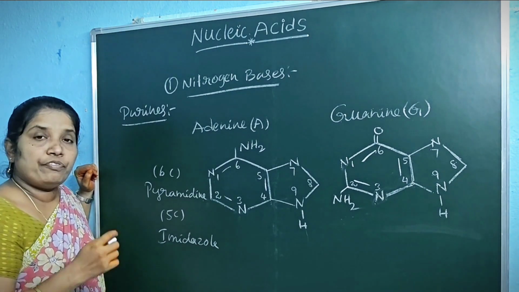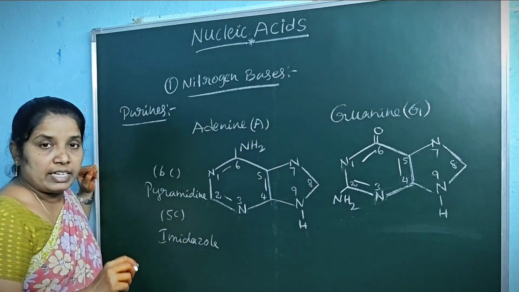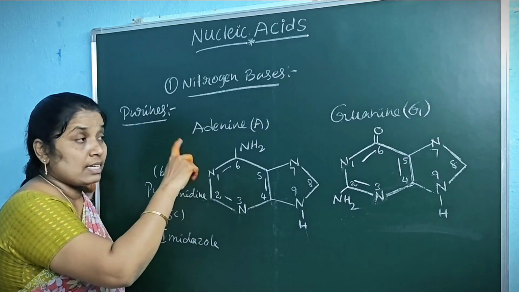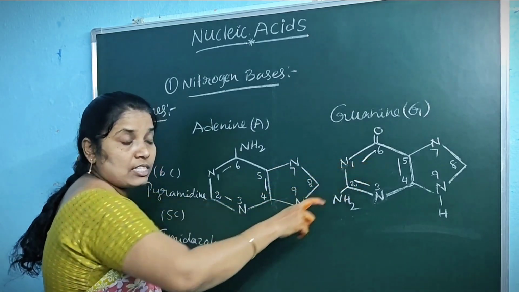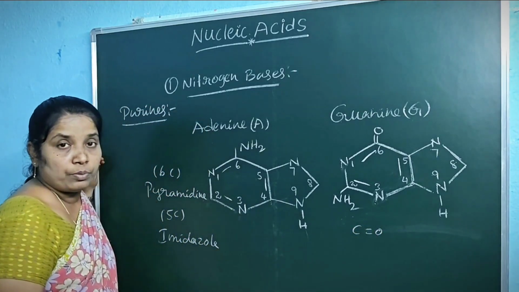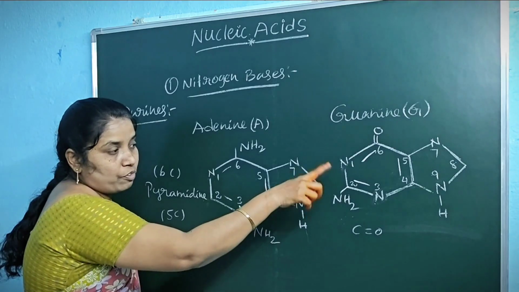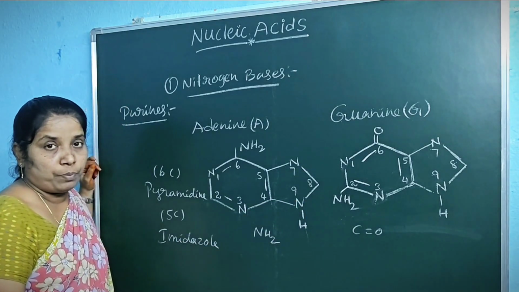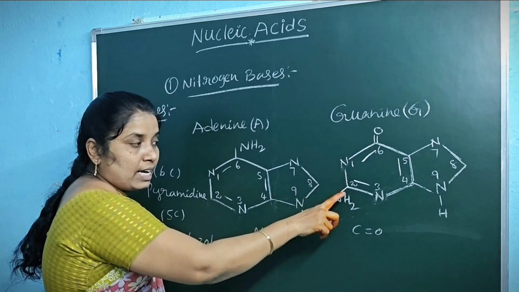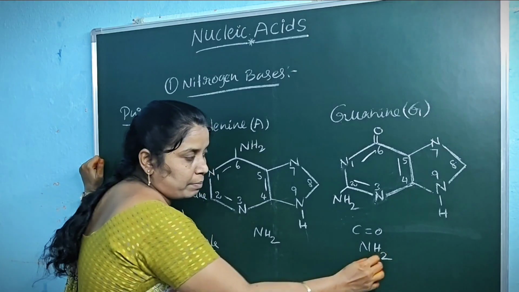Okay. So, if you see the difference between adenine and guanine, in case of adenine, in the 6th position, there is an amino group. Whereas in the case of guanine, in the 6th position, there is a keto group. Keto group is nothing but a C double bond O group. But in addition to the keto group, guanine consists of an additional NH2 group, that is nothing but an amino group at position 2.